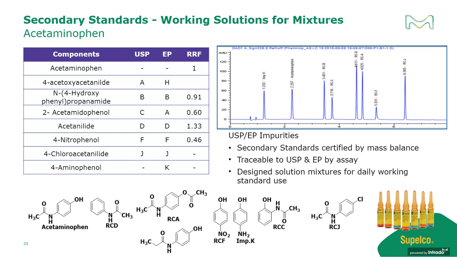So this standard that I'm showing here includes acetaminophen and 7 of its related compounds or impurities. And these impurities are certified by mass balance and traceable to the USP and EP by their original assay, so there's traceability in these working solutions as well. Components are premixed in solution for daily working standard use.